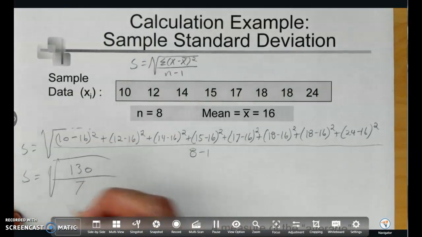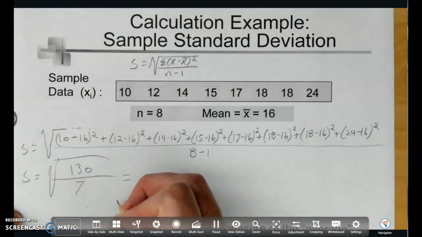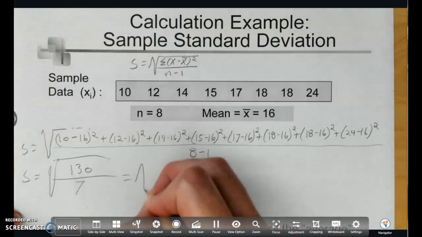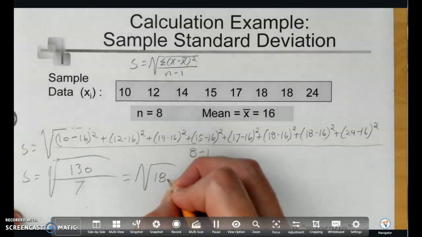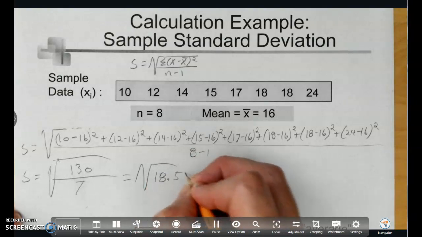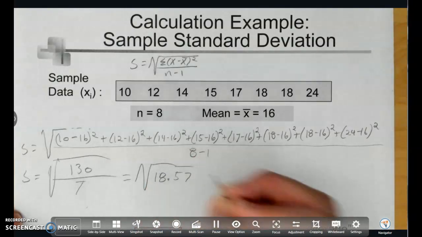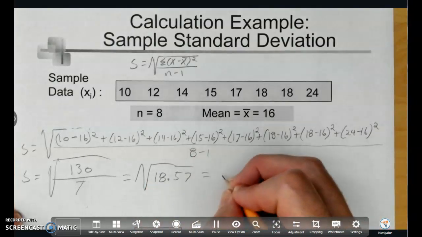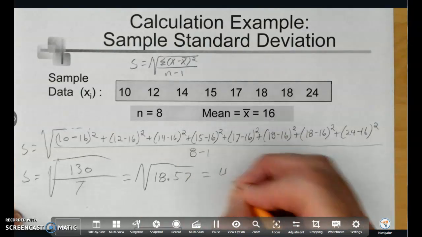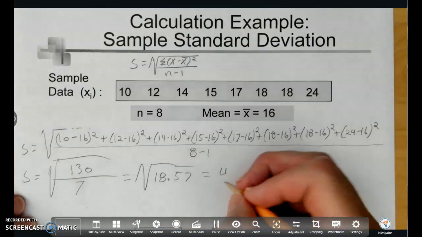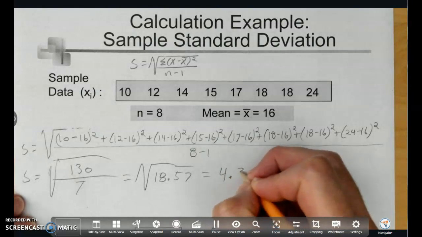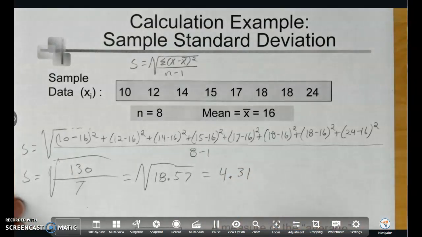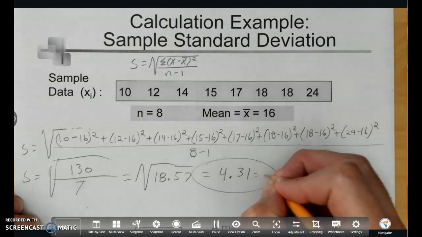And if you do that computation, you should get the square root of 18.57. And then if you take the square root of 18.57, you should get 4.31, rounded to the hundredths. Okay. So that is your sample standard deviation, right, equals S.